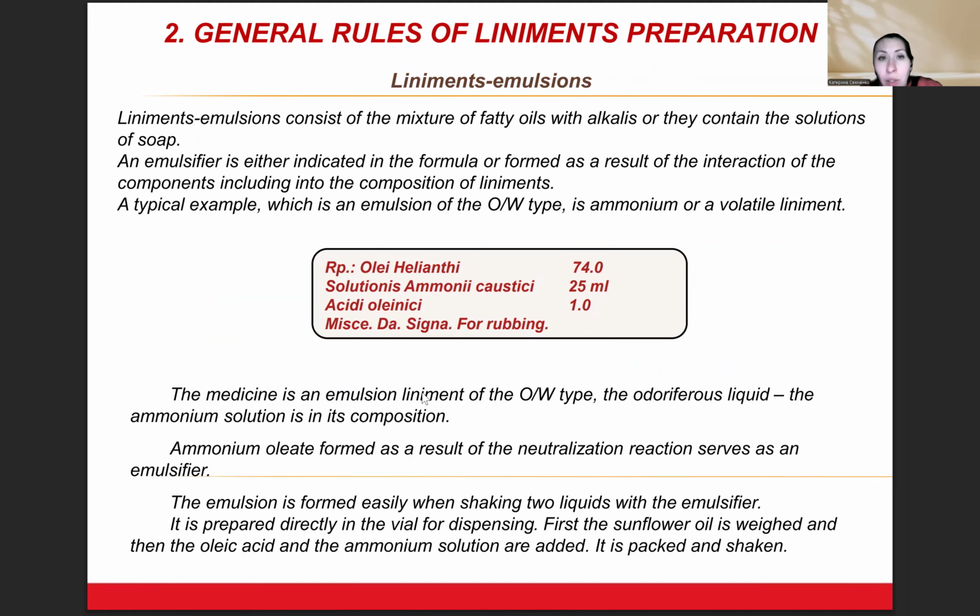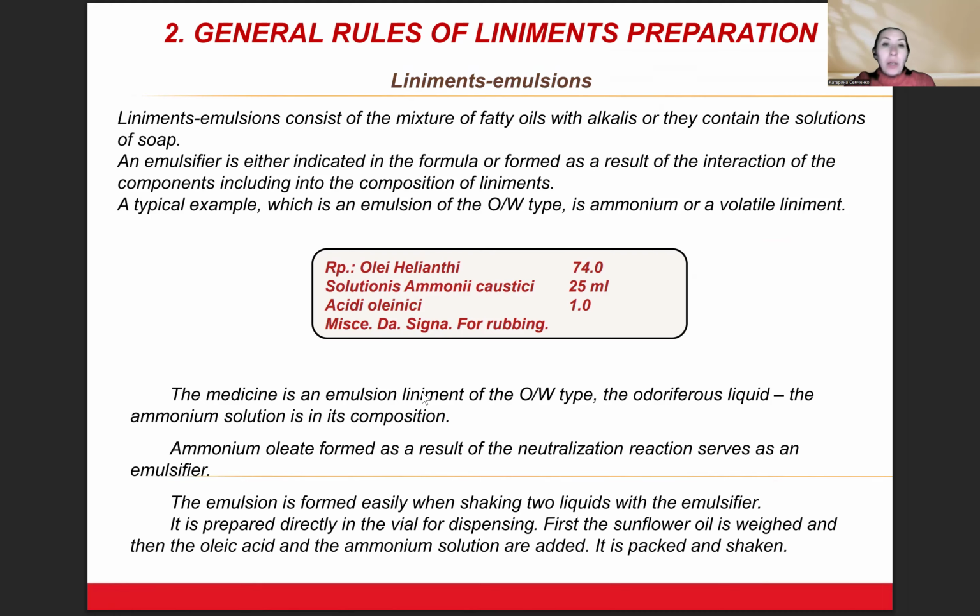Liniment emulsions, again, you're going to learn only one, this one that you can see on your screen. Unlike liniment by Vishnevsky, where the ratio can be different, here the ratio is very strict. It is never changed because it is formed through a chemical reaction, and the ratio is very important. The composition of liniment emulsion includes the following: sunflower oil 74 grams, 10% solution of ammonia 25 milliliters, and oleic acid 1 gram. Altogether it is 100 grams.